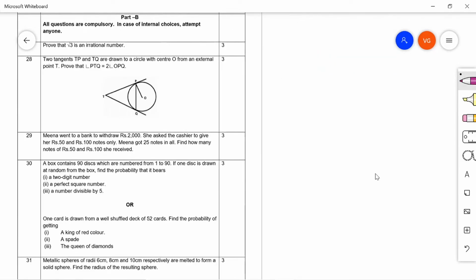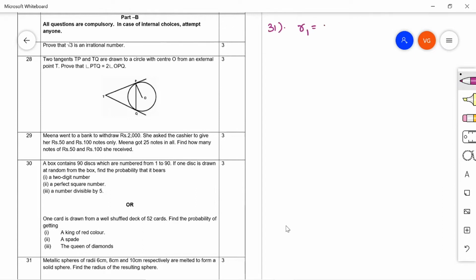Coming to question number 31. Metallic spheres of radii 6 cm, 8 cm and 10 cm respectively are melted to form a solid sphere. Find the radius of the resulting sphere. This question is from surface areas and volumes. Every time try to write down the given data and the formula. So let us start solving this problem.